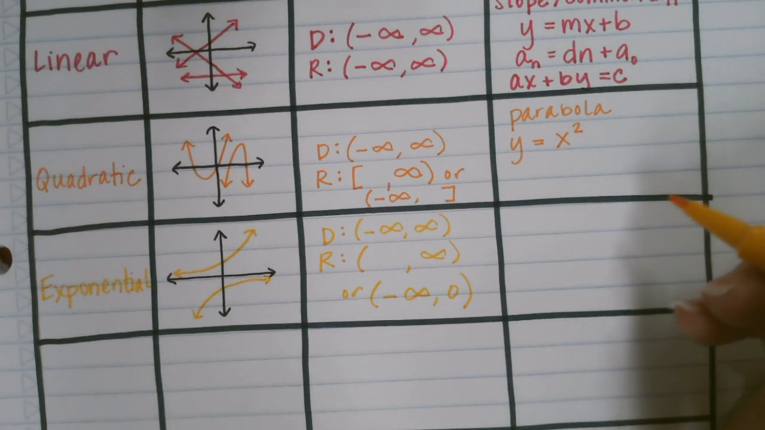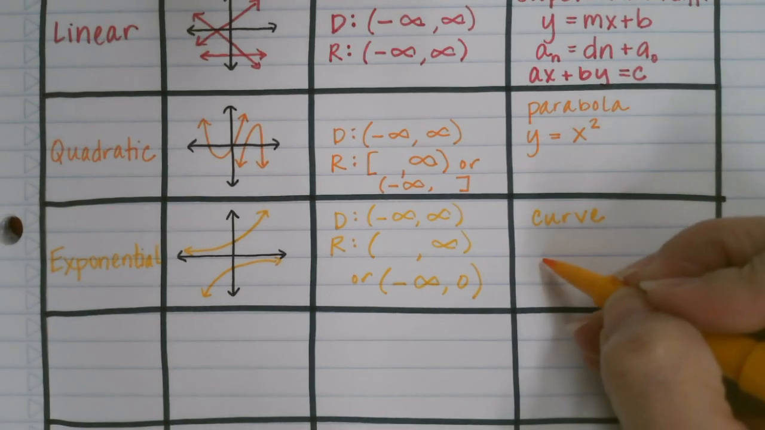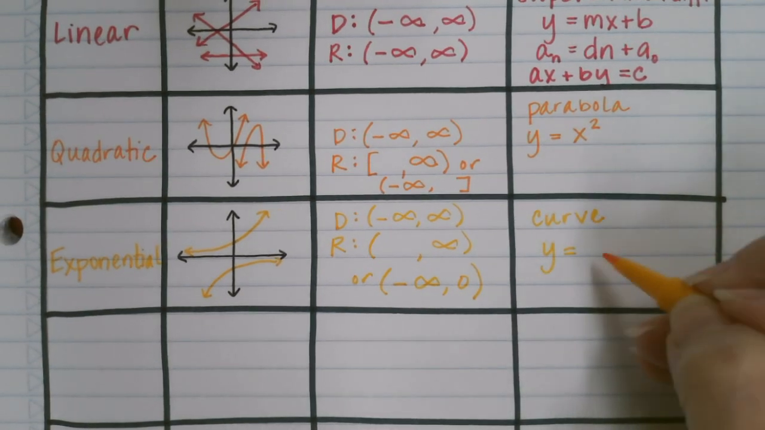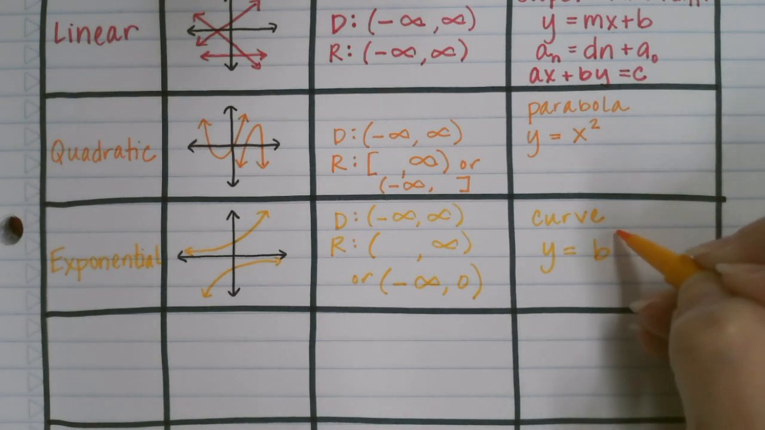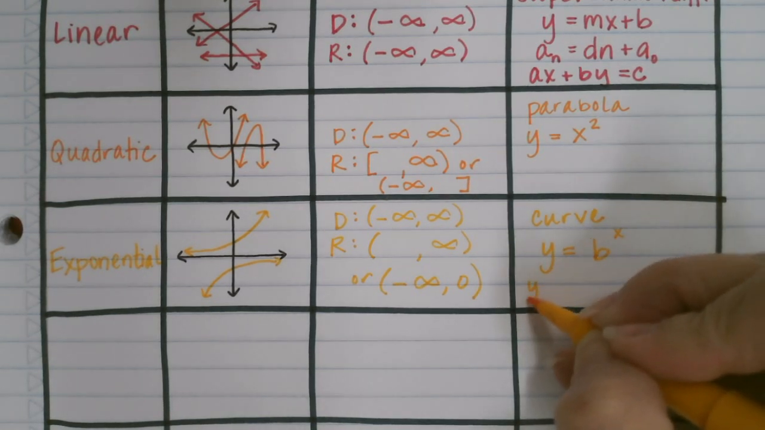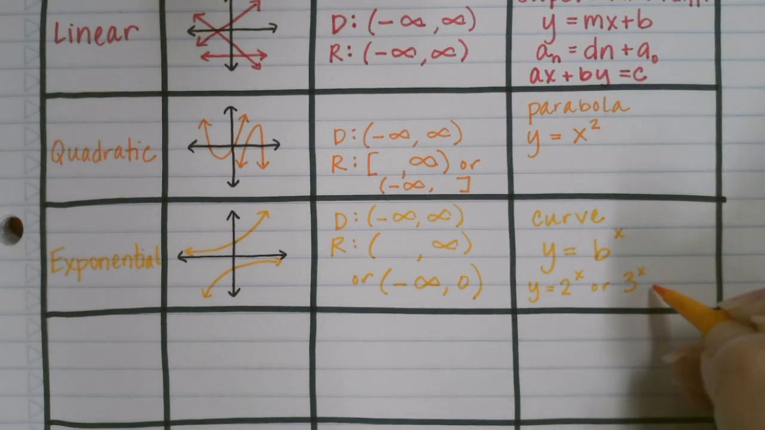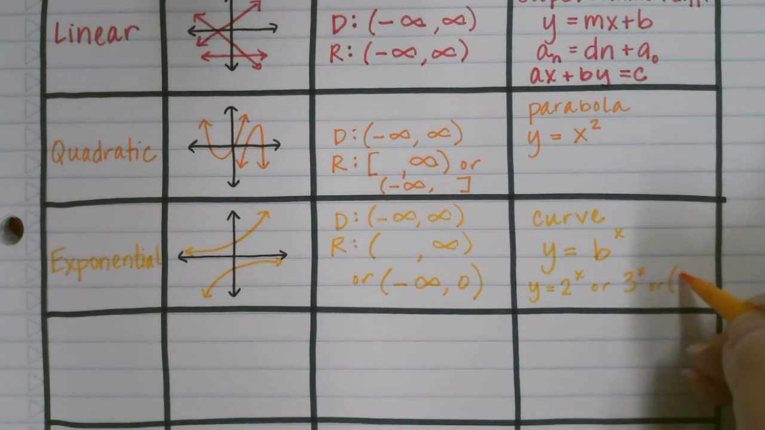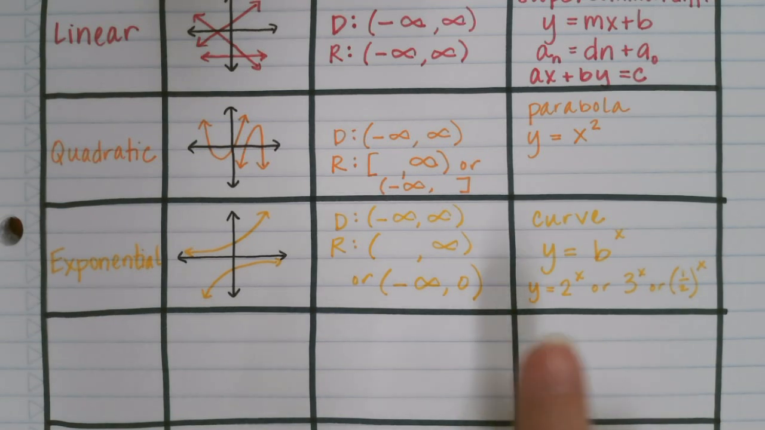So you probably guessed that, well, first this is just called a curve, but our equation is going to look like a number to the x. So I'm going to say b to the x. So it could be like 2 to the x, or it could be 3 to the x, or it could even be 1/2 to the x. But if the x is the exponent, that's when it's exponential.